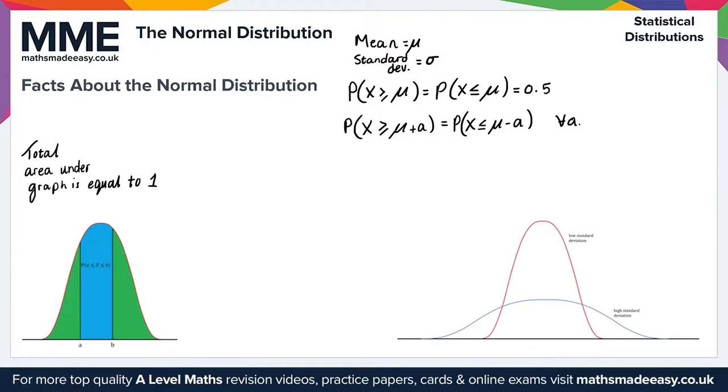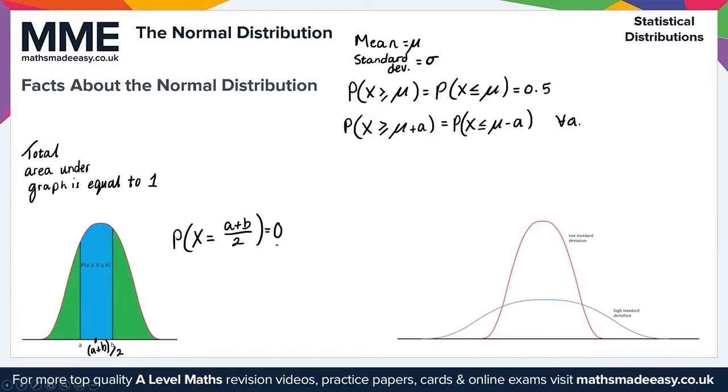It's also worth mentioning that the graph tends to 0 as it travels away from the mean, but it will never actually reach 0. It's also worth mentioning that for a normal distribution, the probability of being equal to an exact value, let's say the midpoint, a plus b over 2, the probability that x is equal to a plus b over 2 will be equal to 0.